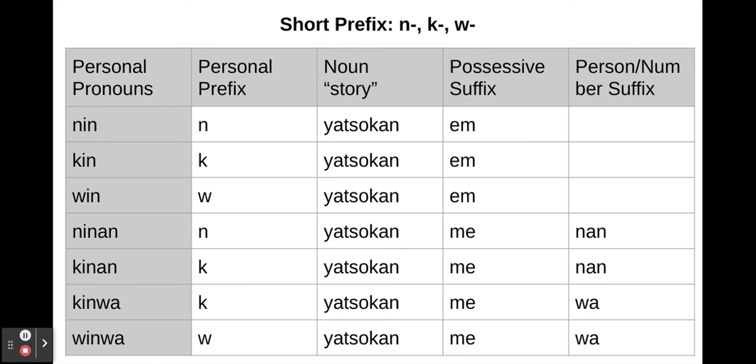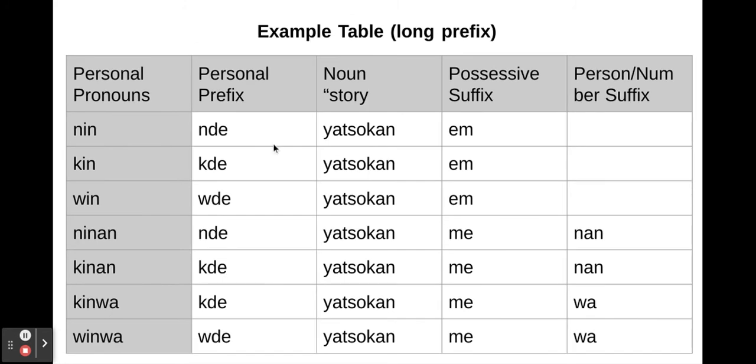So when you say my story with the short prefix, it is just niatsokanem. So n kind of turns into ni because of the Y. So niatsokanem. And with the long prefix, it turns into ndiatsoken m.